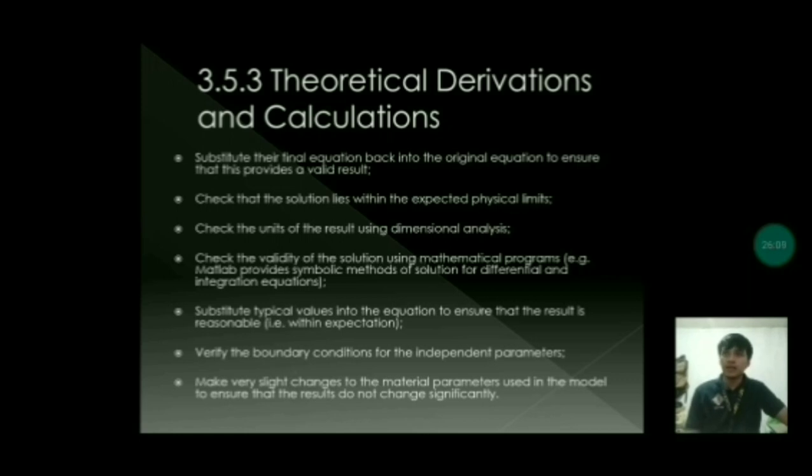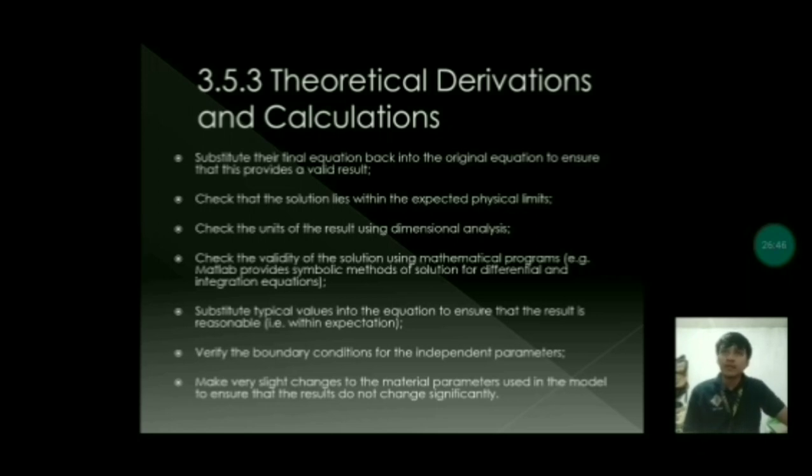Substitute typical values into the equation to ensure that the result is reasonable, that is within expectations. It refers to the process of plugging in example values for the input and parameters of an equation or formula to verify that the output or result is plausible and falls within expected ranges. This method, commonly used in scientific and engineering calculations, provides a quick check on the validity of the solution and identifies potential errors or issues.